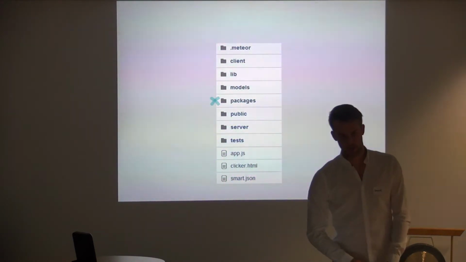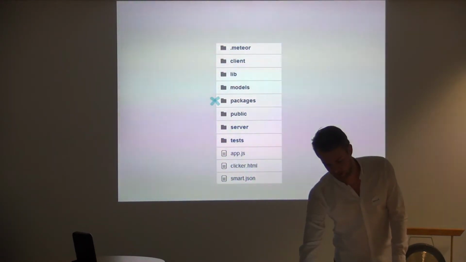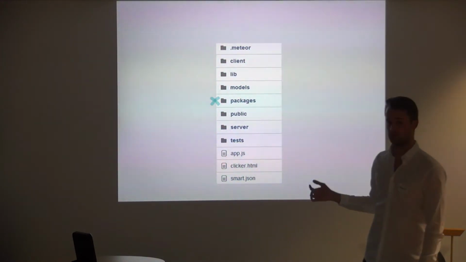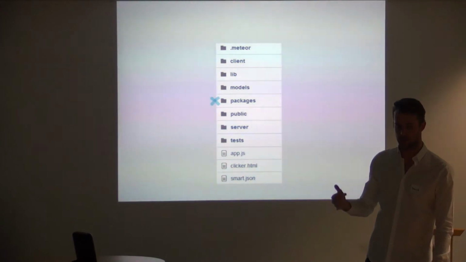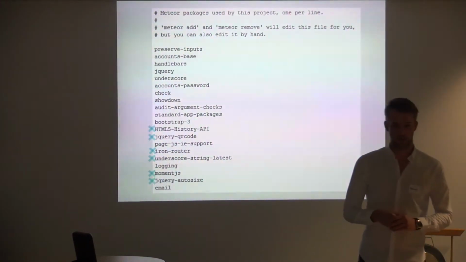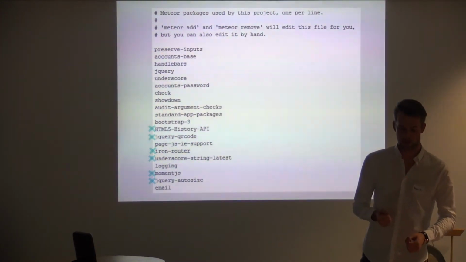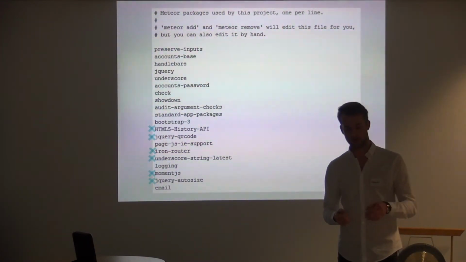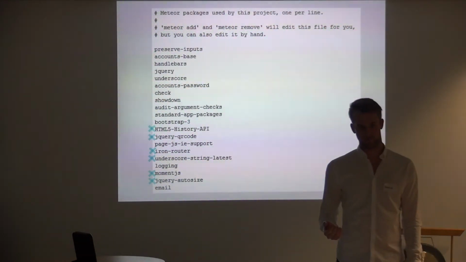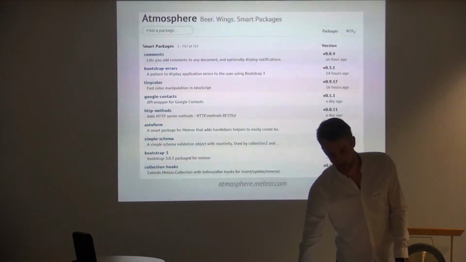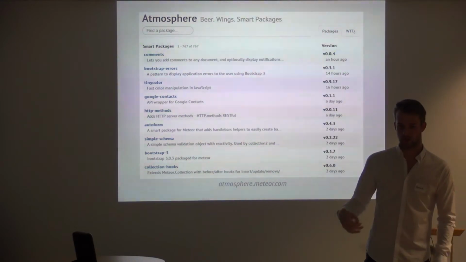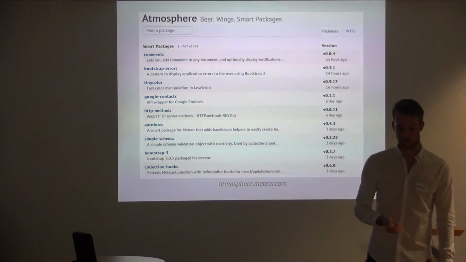We've already seen the packages inside Meteor. At the top here we see the Meteor file, and inside this, the Meteor folder, and inside this is a file called packages, and this file contains all the packages that are used in this Meteor application. And there are files here that have this little X beside them, and those are packages from the community. To get a package from the community, you have to use Atmosphere, where you can download packages for your Meteor application.